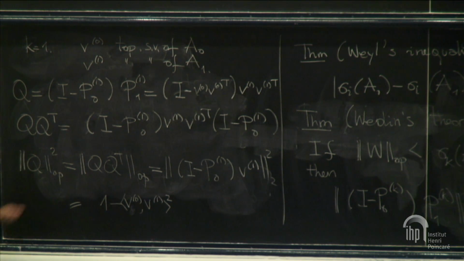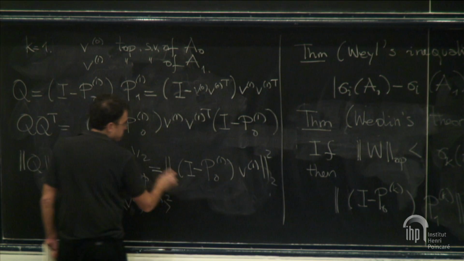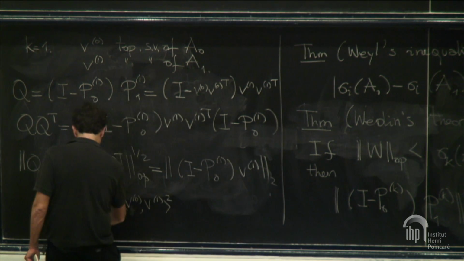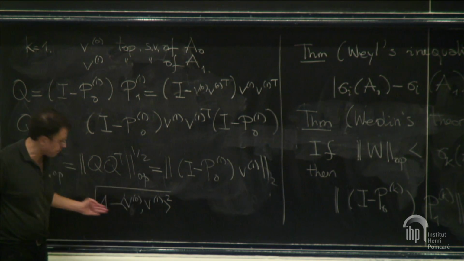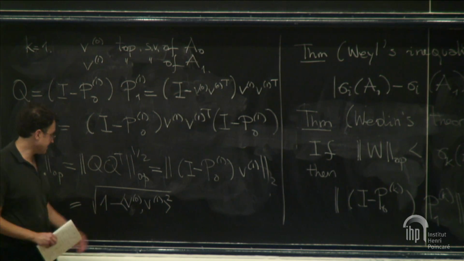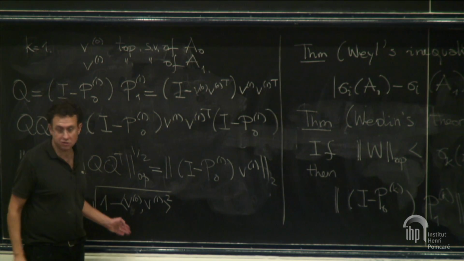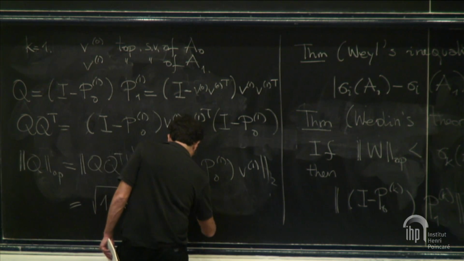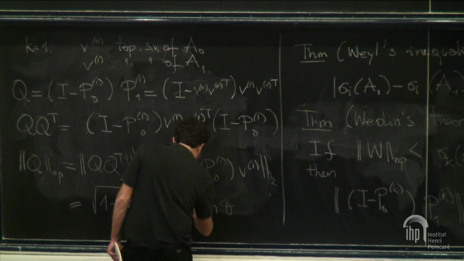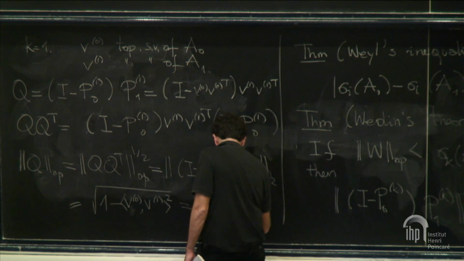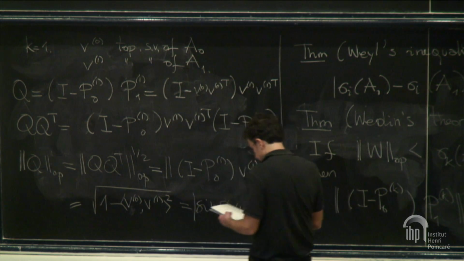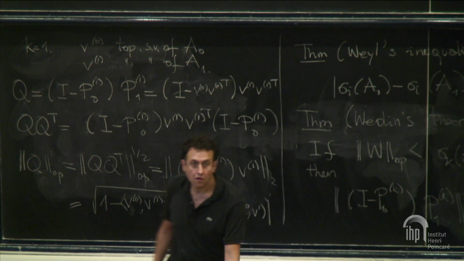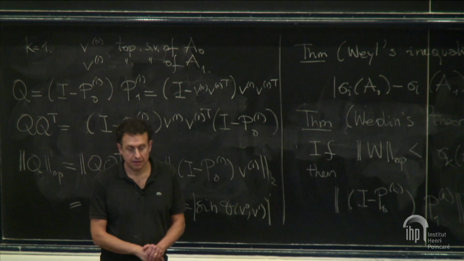Okay, so if I take the square root of everything, in this case with k equal 1, Vedian's theorem tells you something about, basically this is the sine of the angle between the two vectors. The absolute value of the sine of the angle between V0 and V1. Okay. Any question?